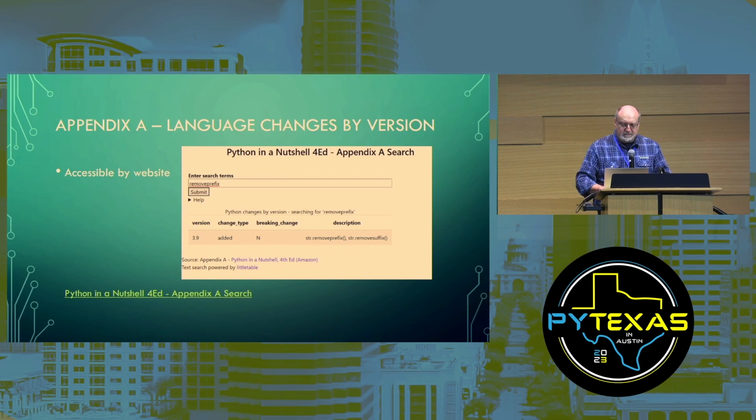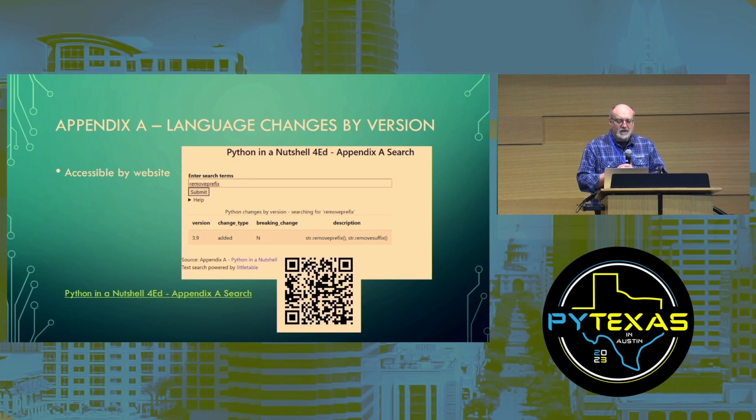And lastly, the appendix for the book has all of the code changes from 3.7 through 3.11. And there's this website where you can actually do keyword search for changes by version.